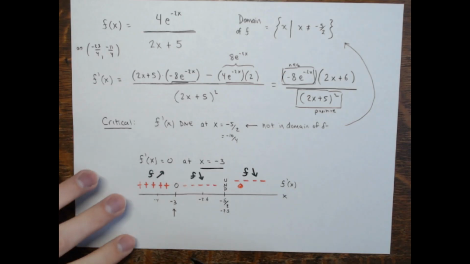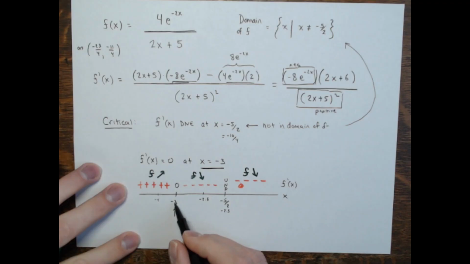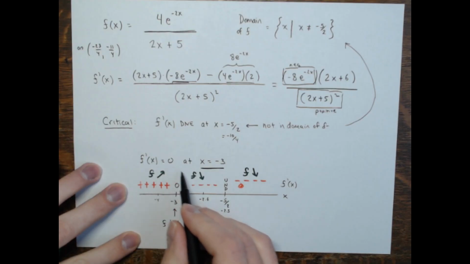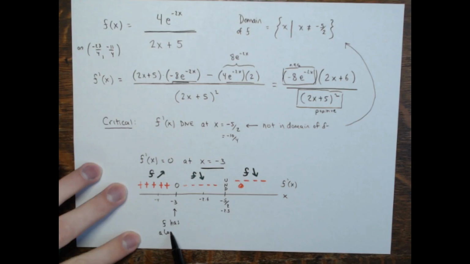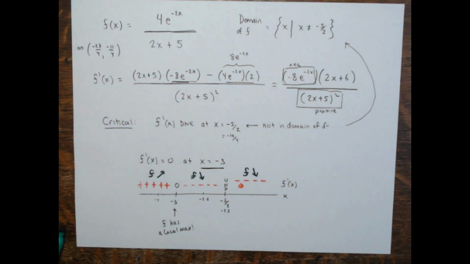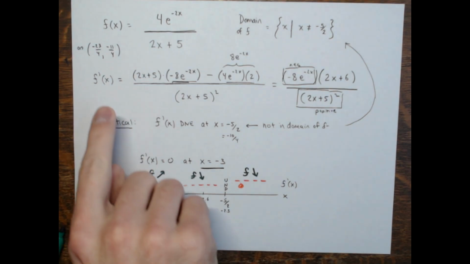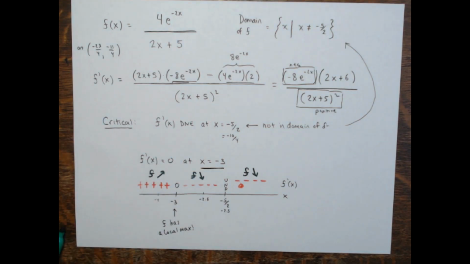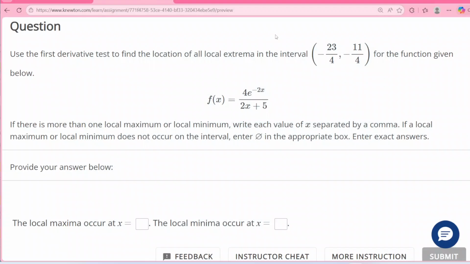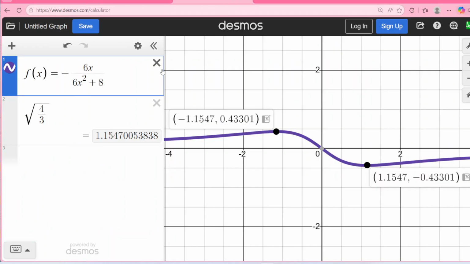I'll pull up Desmos. But you see at x equals -3, the graph of f will have a local maximum. Right? It's increasing to the left and decreasing to the right. So it has a local max at -3, and there are no places with a local min. So the graph will have no local minimum value. There'll be no dip, no valley. Right, and let's take a look.